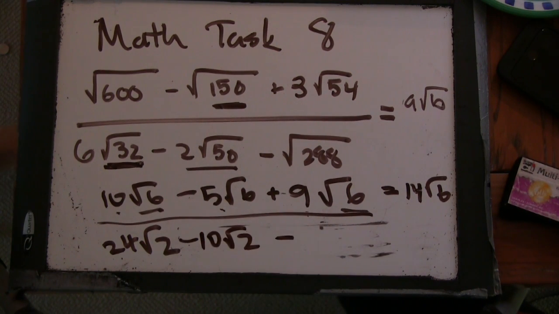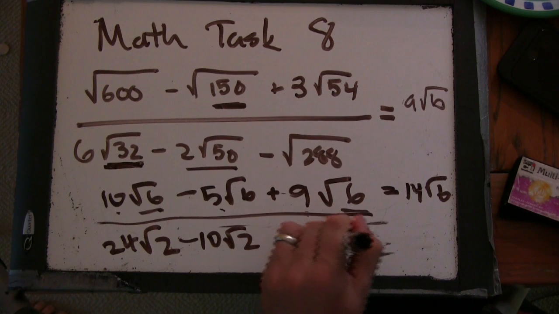And then finally 288. Well, that's the square root of 144 times 2. Okay, so that would be 12 times the square root of 2.